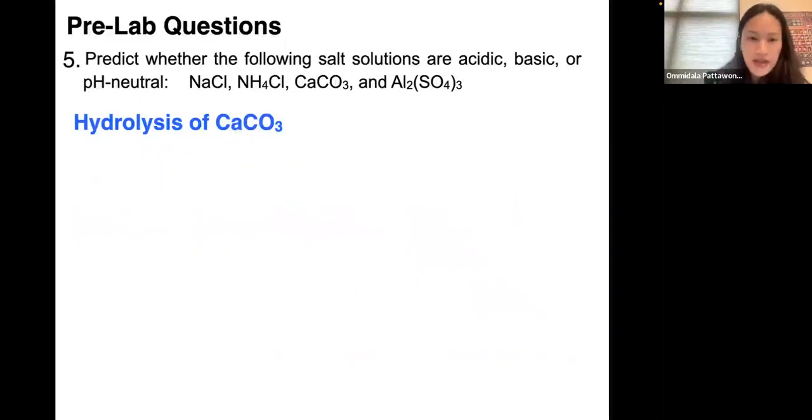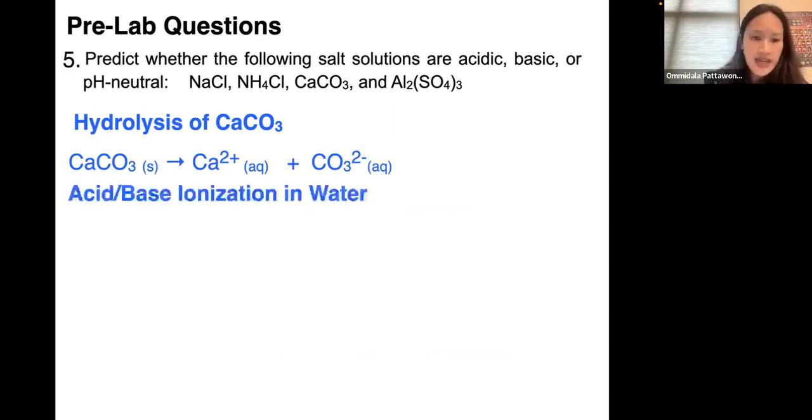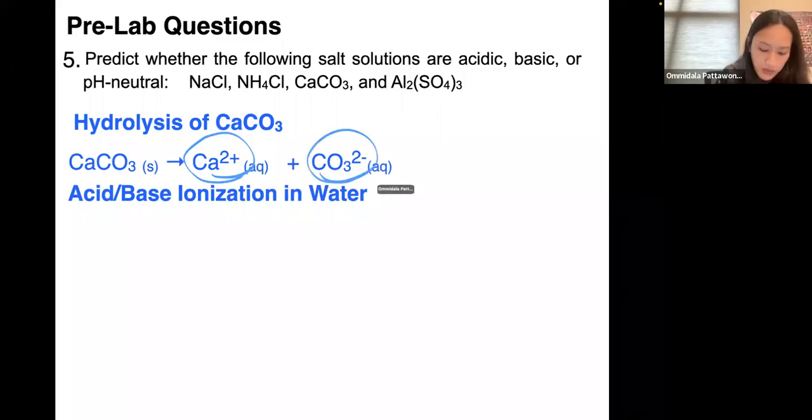Next, calcium carbonate. You are going to do the same thing again. You are going to separate them into cation and anion, so we are going to get calcium and carbonate. Then the next thing we're going to do is use each of these ions to react with water.